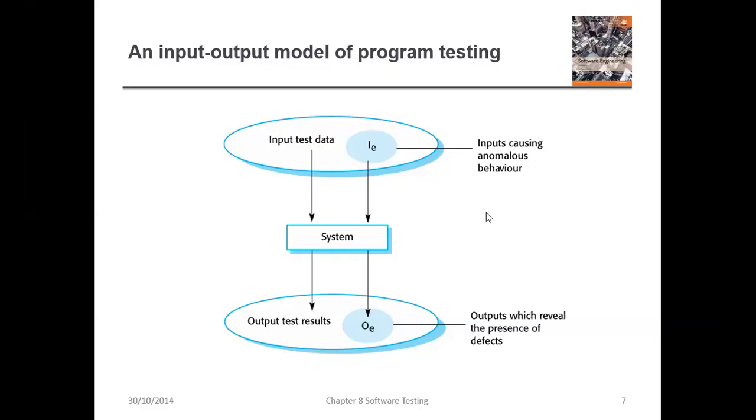If we are performing defect testing, we're going to choose input types that will cause the system to misbehave. In other words, expose the defects in the system. So we'll choose the input that will cause anomalous behavior. That will be the second class of inputs. We use it to test the system, and then the outputs that we observe will reveal the presence of defects in the system. So generally speaking, we'll have two categories of inputs, one for validation testing, and the other one for defect testing.